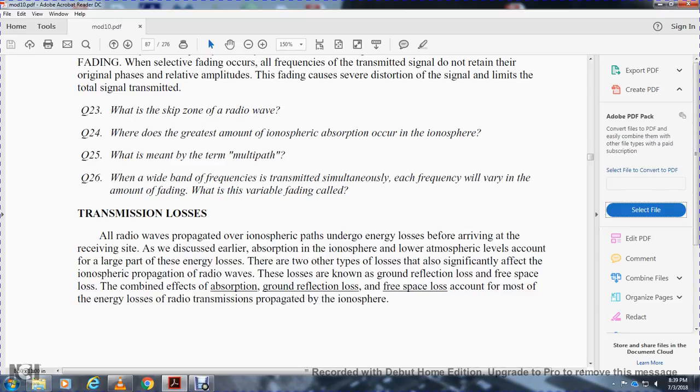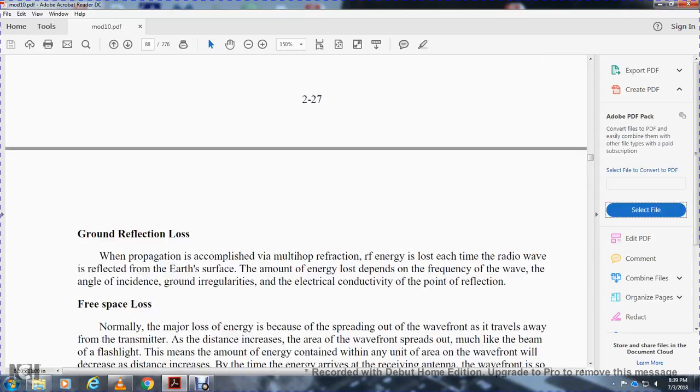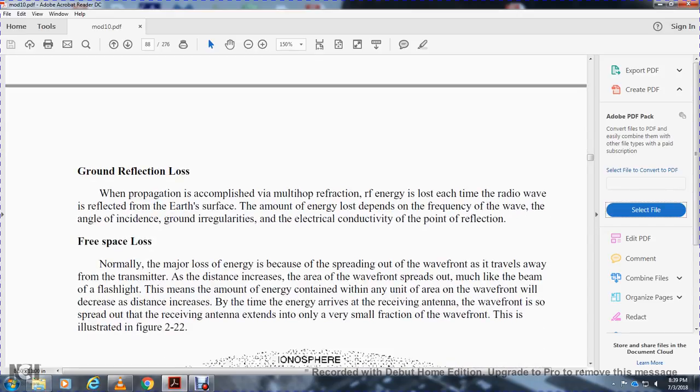Free space loss accounts for most of the energy loss of radio transmission propagated by the ionosphere. Ground reflection loss: in propagation accomplished by multiple-hop refraction, radio frequency energy is lost each time the radio wave is reflected from the Earth's surface. The amount of energy lost depends on the frequency of the wave, the angle of incidence, the ground irregularity, and the electrical conductivity at the point of reflection.